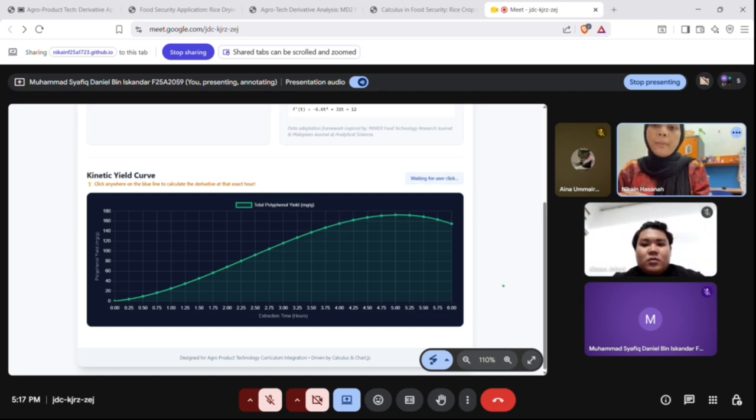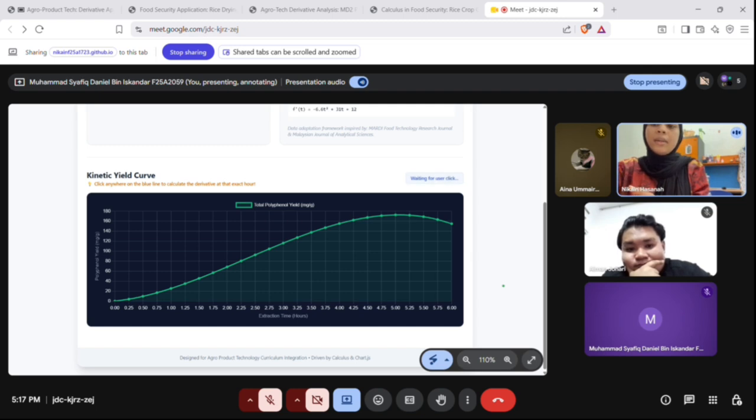Third section, kinetic yield curve graph. Next is the graph section. This graph shows how the extraction yield changes over time. At the beginning, the yield increases rapidly as extraction becomes more effective. Then, around 5 hours, the graph reaches its maximum point, which indicates the optimal extraction time. After that, the graph starts to decrease slightly, showing that the extraction process becomes less efficient. This graph helps users understand the relationship between calculus and bioscience visually and interactively.